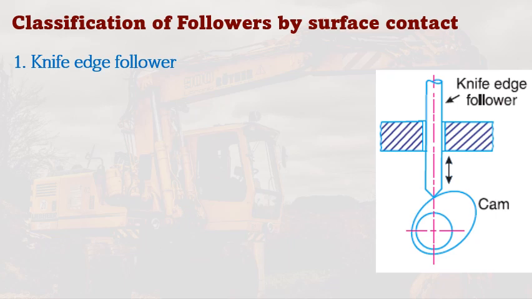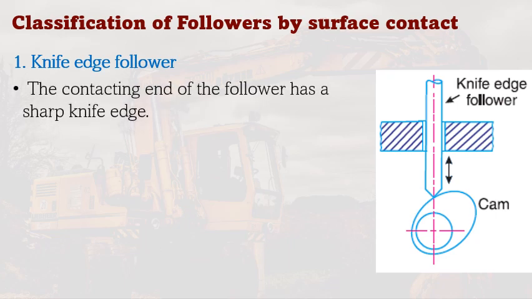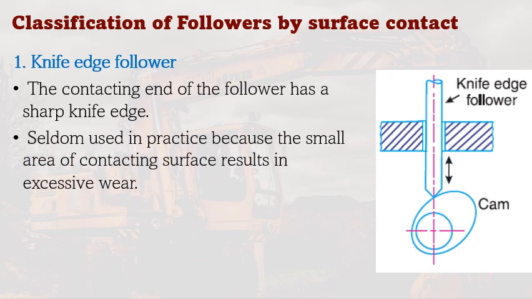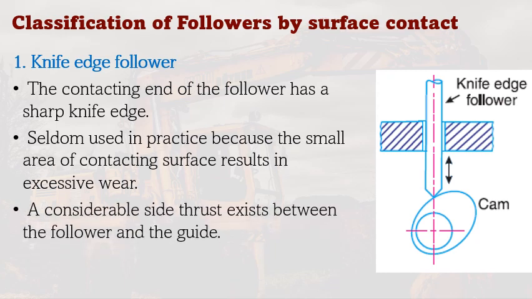So the first classification is the knife edge follower. As you can see here in the diagram, the contacting end of the follower has a sharp knife edge. It is seldom used in practice because the small area of the contacting surface results in excessive wear. A considerable side thrust exists between the follower and the guide when you use a knife edge follower.